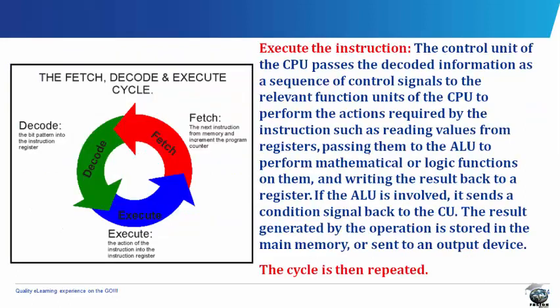We now want to understand the fetch, decode, and execute cycle. When it executes the instruction, the control unit of the CPU passes the decoded information as a sequence of control signals to the relevant function units of the CPU to perform the actions required by the instruction, such as reading values from registers, passing them to the ALU to perform mathematical or logical functions on them, and then writing the result back to the register. If the ALU is involved, it sends a condition signal back to the CU. The result generated by the operation is stored in the memory or sent to an output device. The cycle is then repeated.